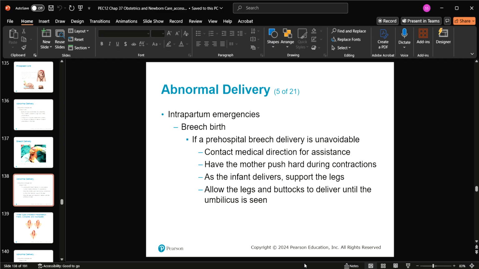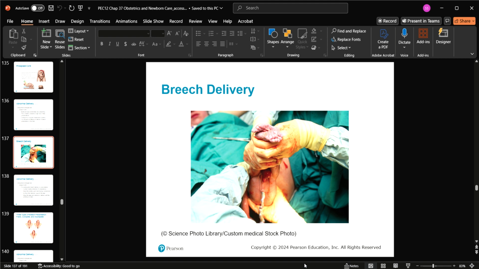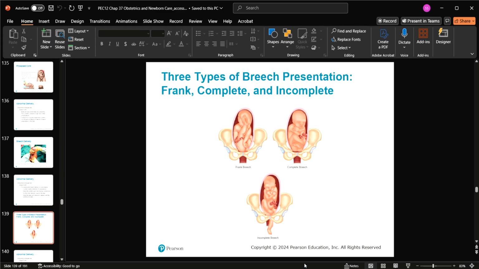If the pre-hospital breech birth is unavoidable, contact medical direction immediately. Have the mother push hard during these contractions. As the infant delivers, support the legs. Allow the legs and buttocks to deliver until the umbilicus is seen. But it's going to be such a struggle here, and you may have more complications, i.e. vaginal tearing and hemorrhaging associated with it. You do not want to deal with this.